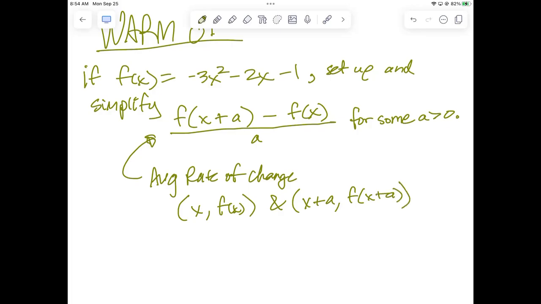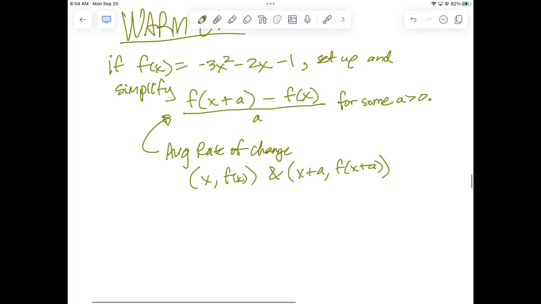So we did this when we did the falling textbook, if you remember. So you should be able to set up that ratio by yourself without me even giving it to you. But if this were a test question, I would give it to you. So let's go ahead and set it up.